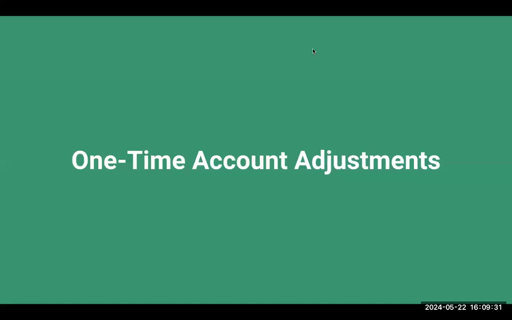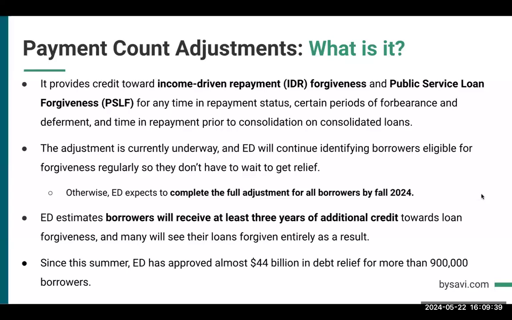Alrighty, so jumping into those policy updates, starting off with one-time account adjustments. With federal programs, there are quite a few requirements you need to meet to qualify. Historically, borrowers have struggled to meet those requirements. This has left them making payments that did not qualify towards forgiveness.